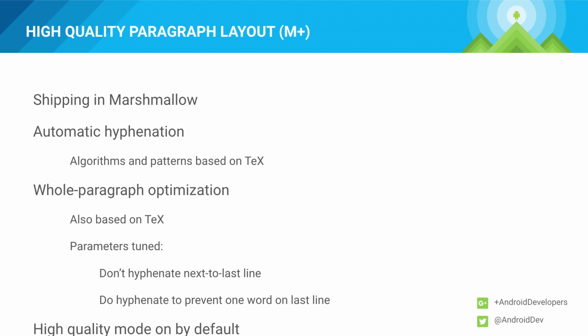But the parameters, like when do you use hyphens? Hyphens are a little bit weird. People are not used to seeing them on a mobile device. There are some contexts where they make a lot of sense, like if you're displaying an ebook, for example, and some where maybe it makes a little less sense, like UI strings or maybe chat messages. People are not used to seeing hyphens there. So we tuned the parameters.